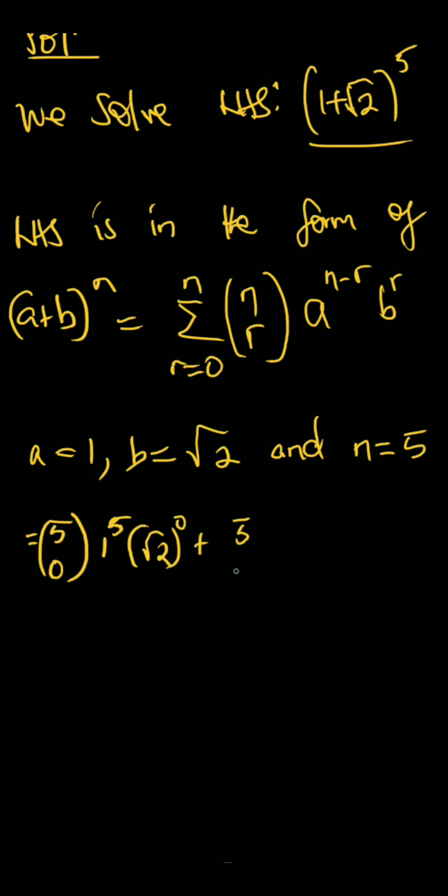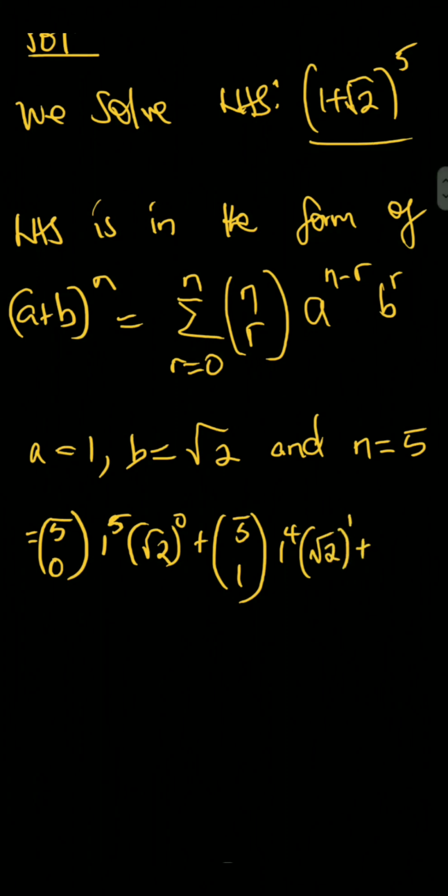Then you add 5 choose 1. Then you multiply with a, which is 1, to the power 5 minus 1, which is 4. Then b, which is the root of 2, to the power of 1. Then you add 5 choose 2. Then multiply by a, which is 1, to the power 5 minus 2, which is 3. Okay, now because of space, I'm going to write this down. So it will be 5 choose 2 multiplied with a, which is 1, to the power 5 minus 2, which is 3. Then root of 2 to the power 2.